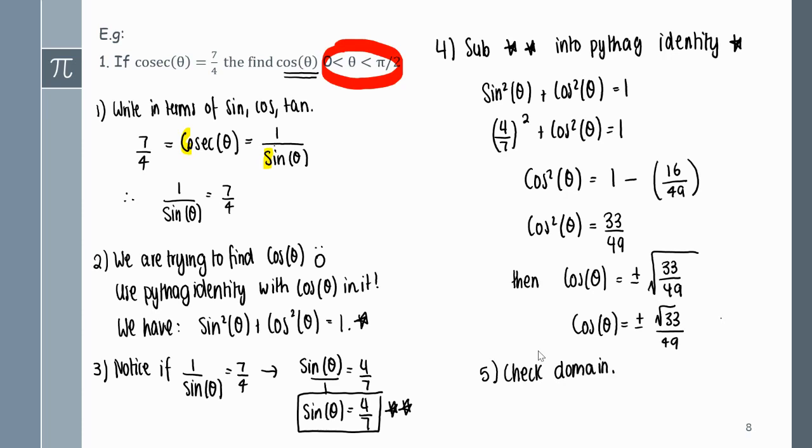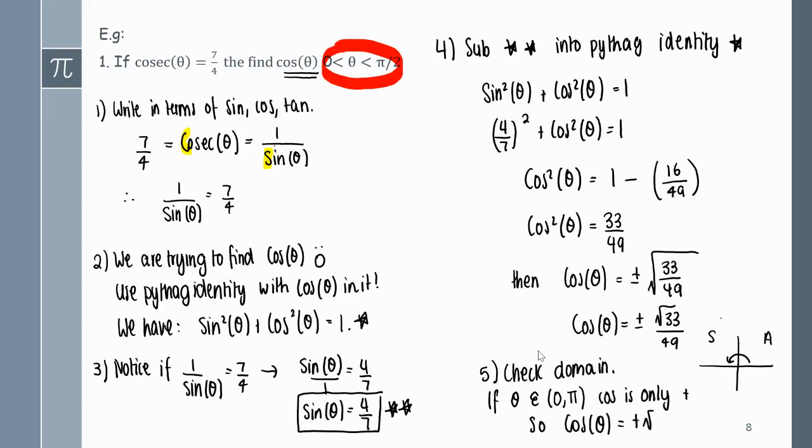But we need to check the domain to figure out if cos theta is positive or negative. Remember, if theta is between 0 and pi on 2, then cos theta is just in the first quadrant. If it's in the first quadrant, it can only be positive. So my cos theta has to equal positive square root 33 over 7.